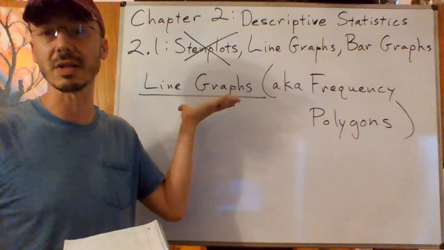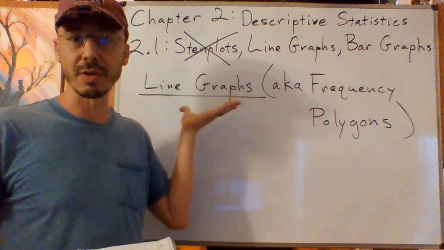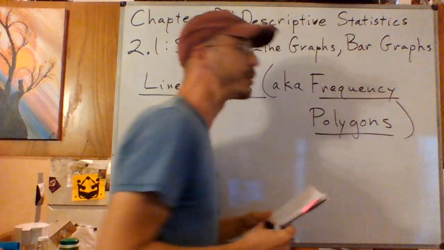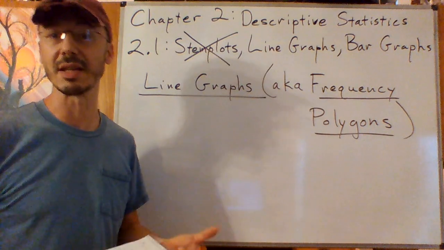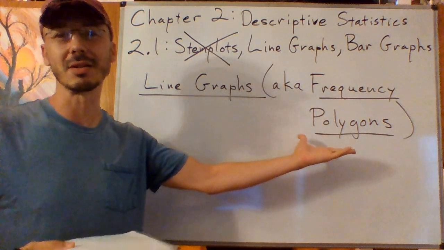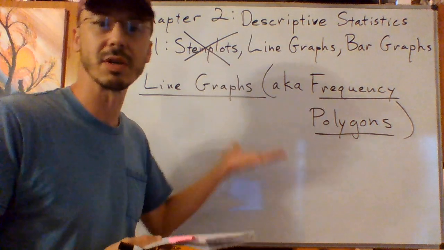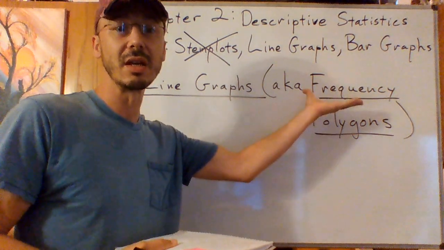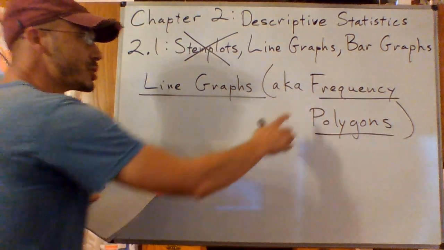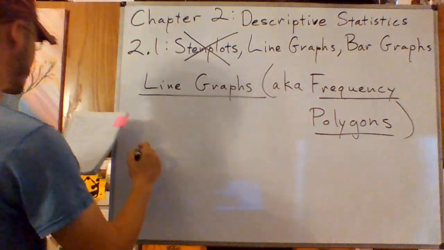Line graphs is what it looks like. So that's a good name for it. But frequency polygons, a frequency polygon is what it represents. So it's frequencies. And polygon is a shape made out of line segments. So it really does say the same thing. It's just with this one, it's emphasizing the nature of the values are from frequencies.